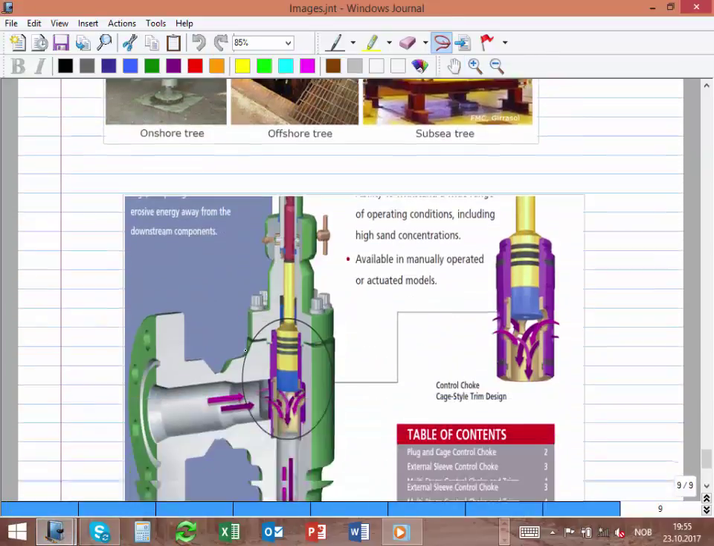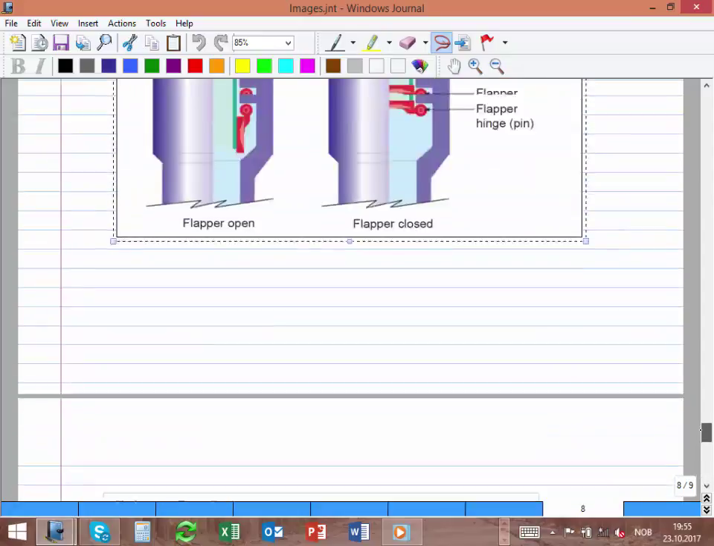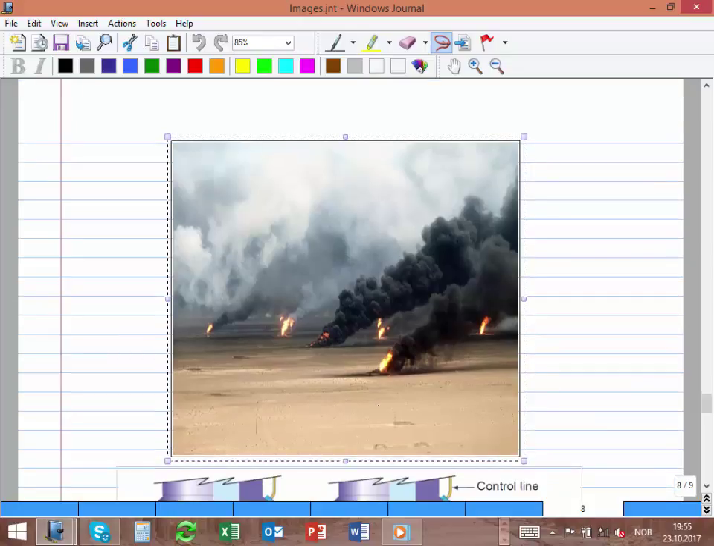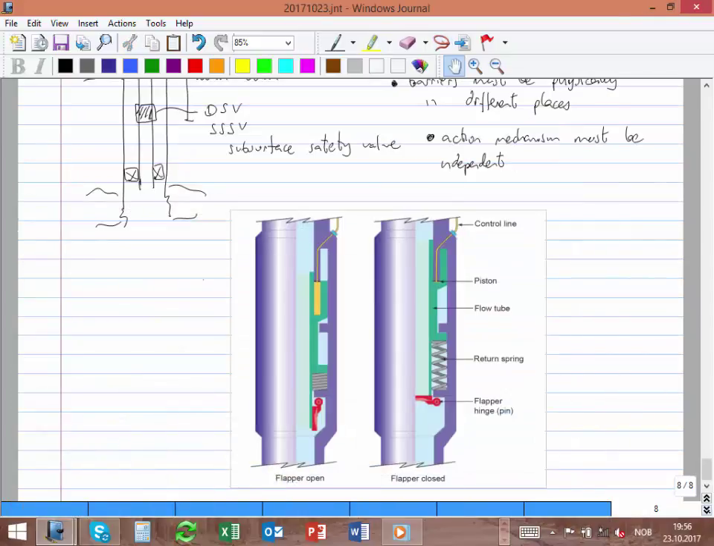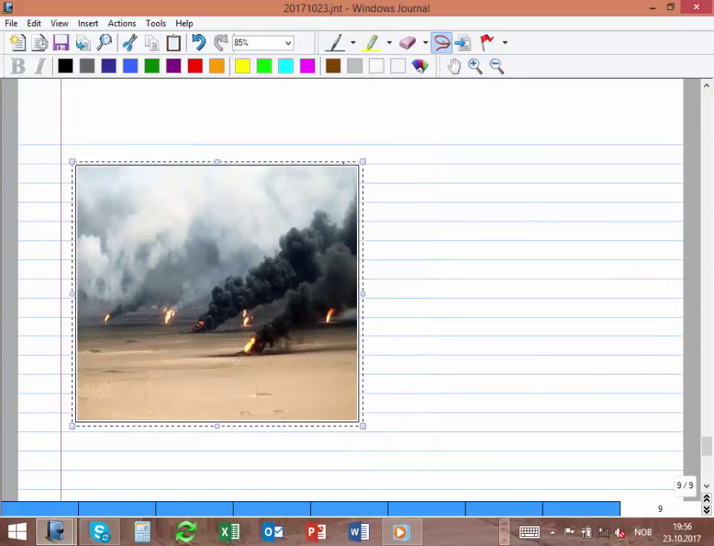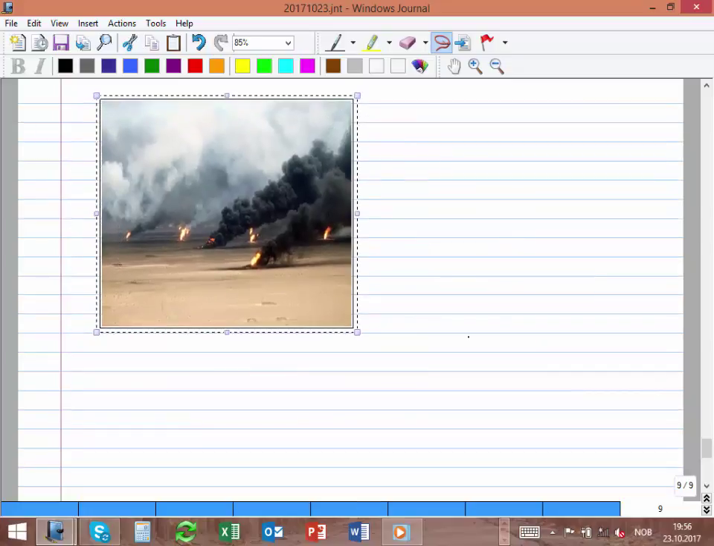Here I have a picture of what triggered that, not so long ago. It was the Gulf War, when they were bombing these wells in Kuwait. And actually, they had no downhole safety valve. So they were burning because they took out the main barrier. They burned for a long time and it was very difficult to control. So that's one small thing that we have. We are not going to talk too much about it. For us, the main valves are in the Christmas tree, but I think it's interesting out of curiosity.